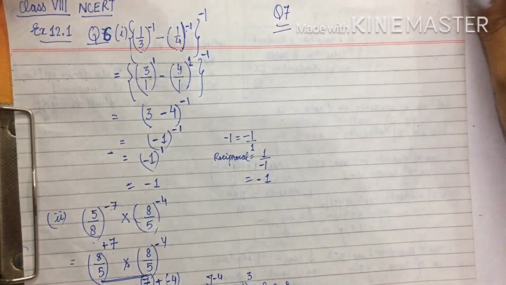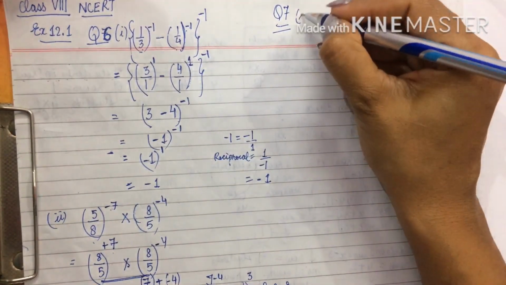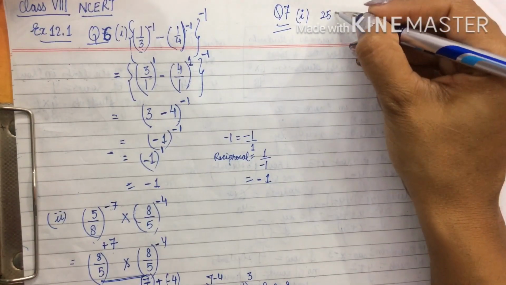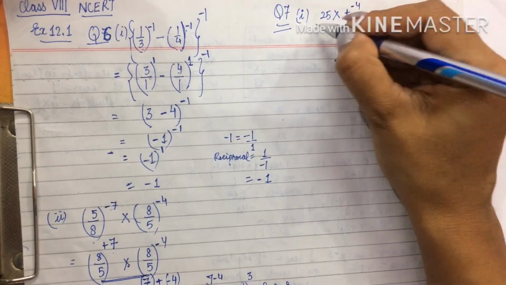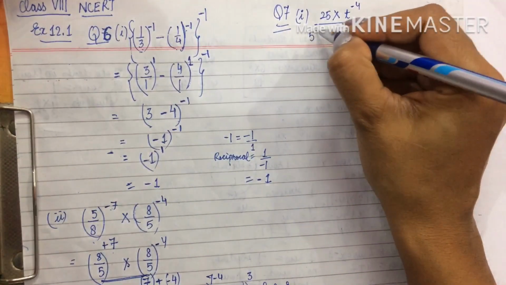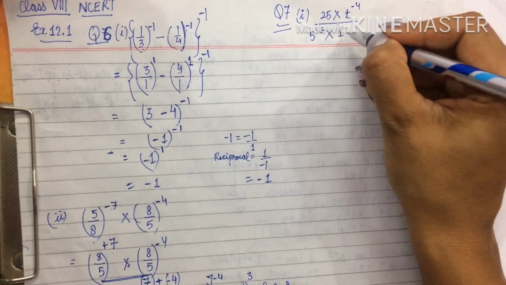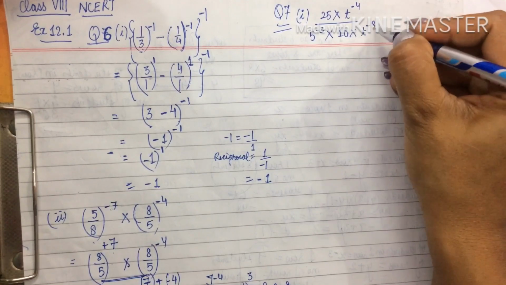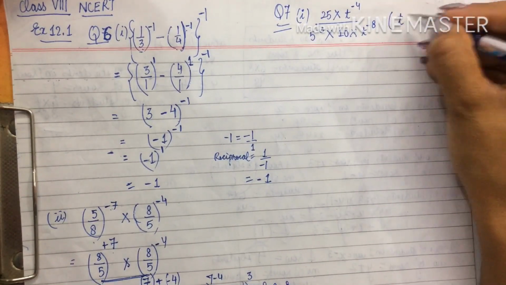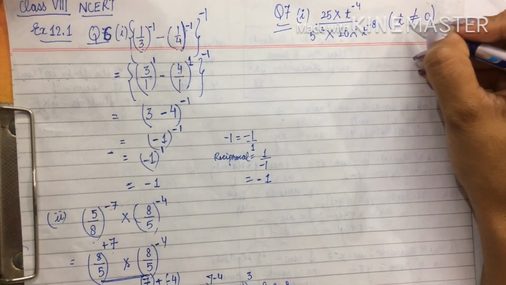Question number 7 from the same exercise. First part: 25 times t raised to the power minus 4 over 5 raised to the power minus 3 times 10 times t raised to the power minus 2. Along with this, they have given the condition that t cannot be 0.